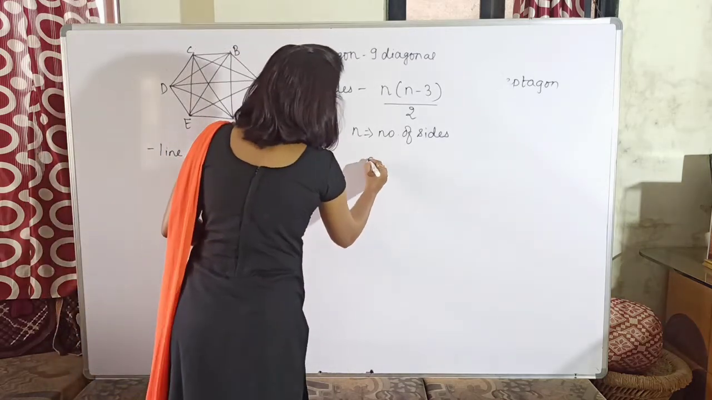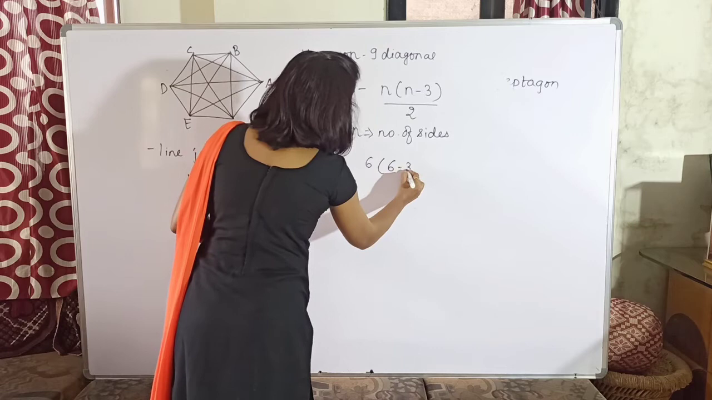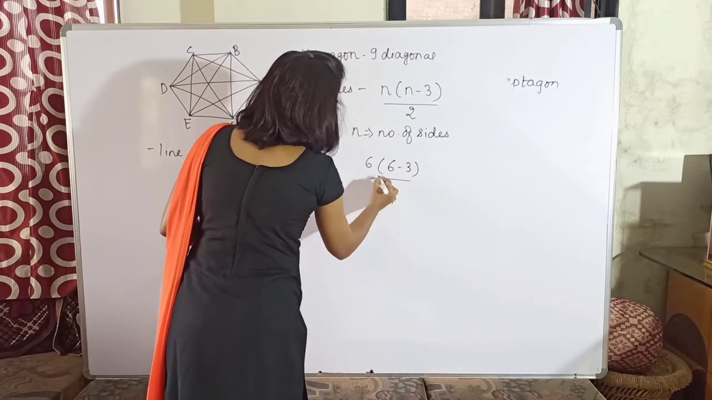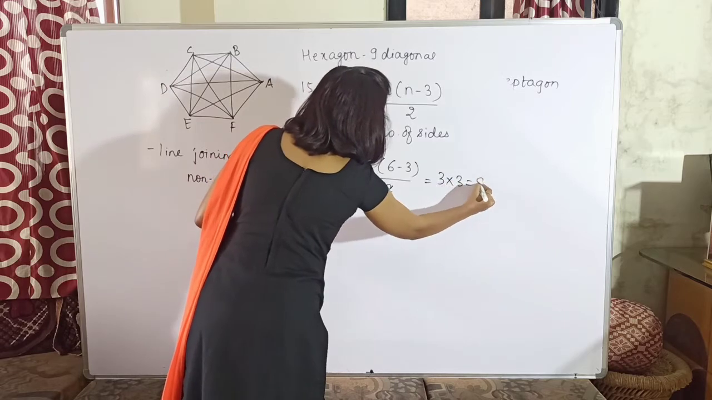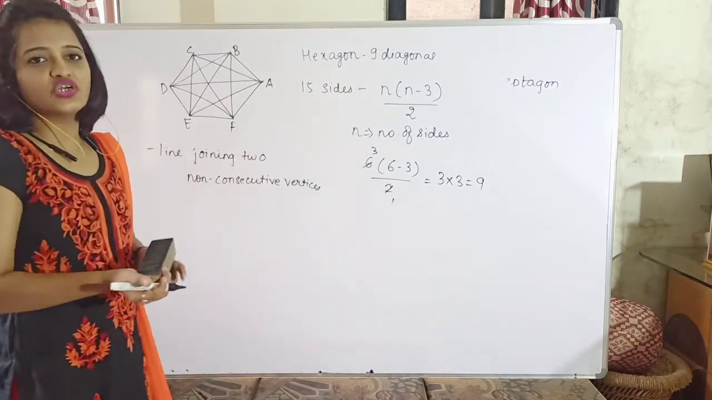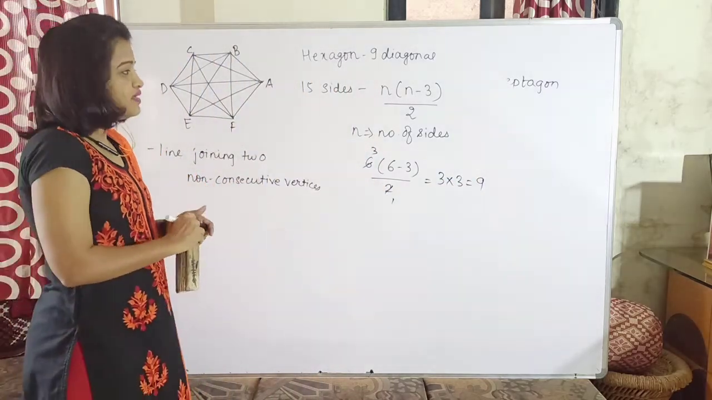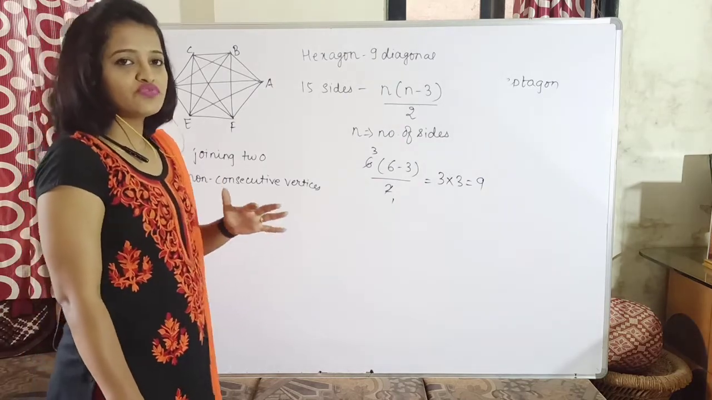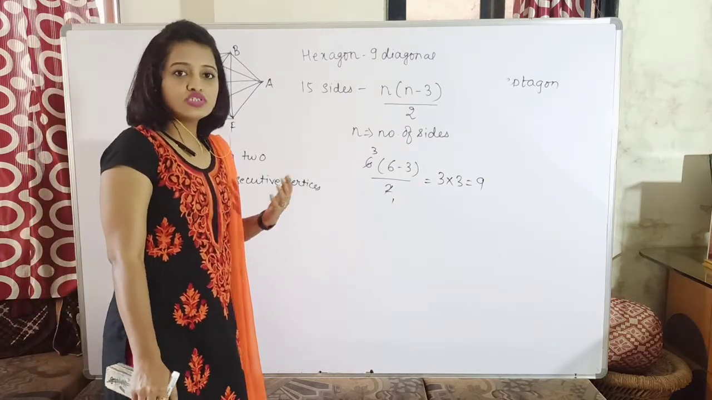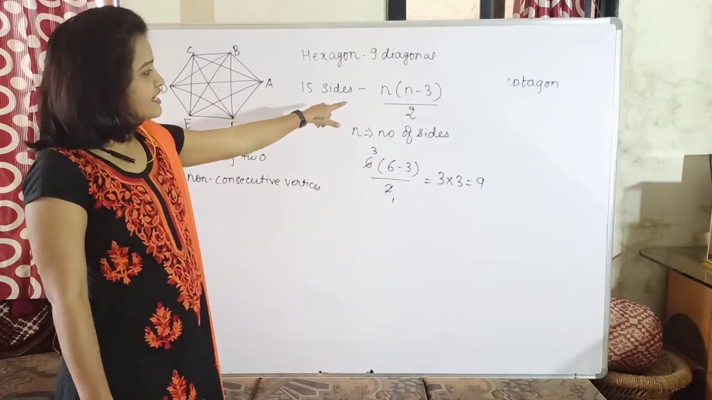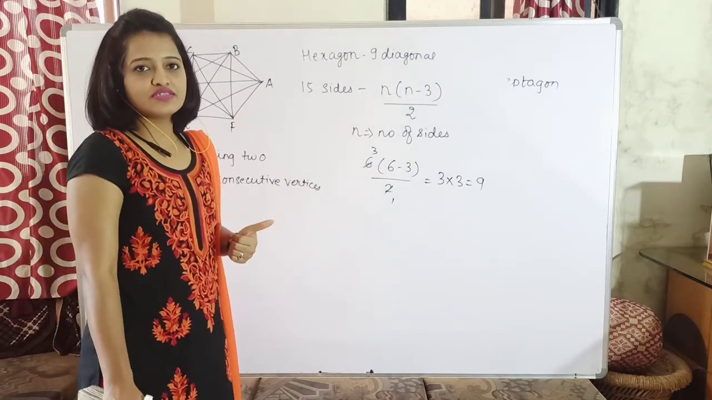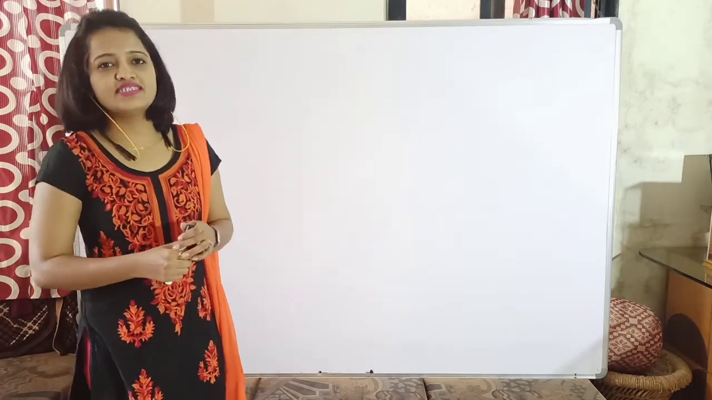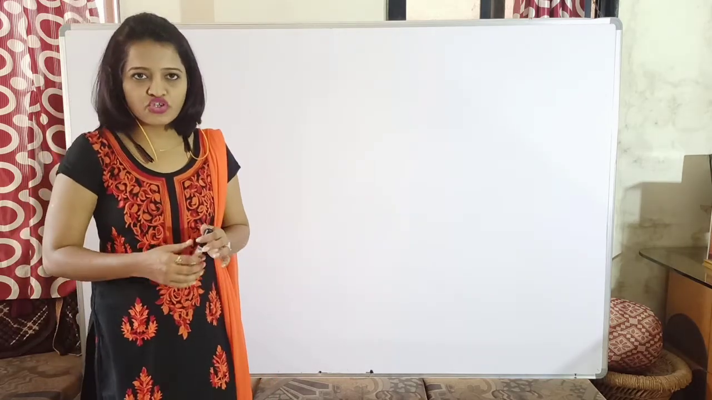So what you get, see, 6 times (6 minus 3) by 2, 2 1s are 2, 2 3s are 6, which is equal to 3 into 3, and that is equal to 9. So just now we have checked that a hexagon has 9 diagonals. Similarly you can find the number of diagonals in other polygons also by the formula n(n minus 3) by 2, where n is the number of sides of that respective polygon. Let us move forward and see the different types of polygons.